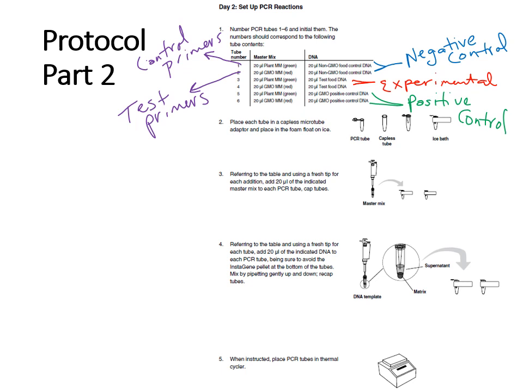And then you notice at the end it would all go into the thermal cycler, because that's an important piece of PCR that a lot of students forget. They remember all the master mix ingredients and the DNA template, and they forget that without a thermal cycler, none of that would work.